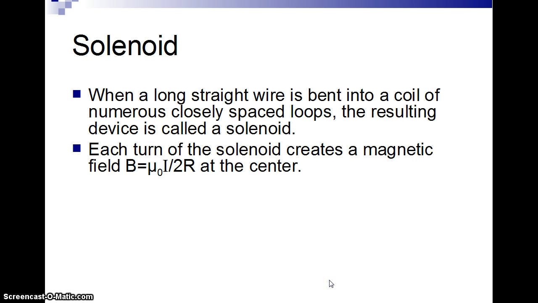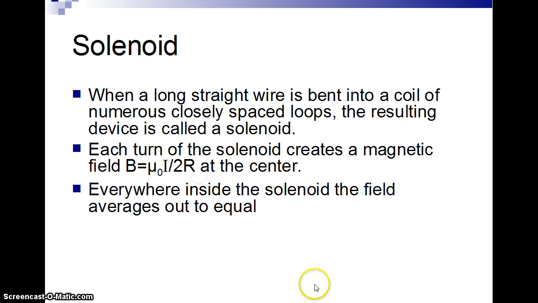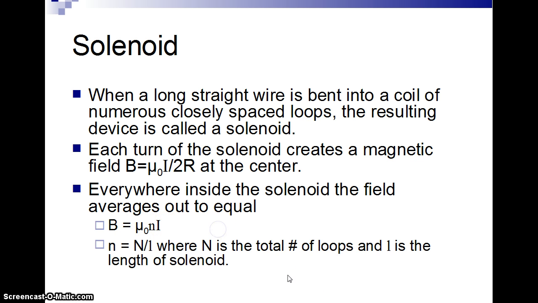Basically, when you have that solenoid, each turn of the solenoid creates a magnetic field, mu 0 I over 2r, and it cancels out outside. We're going to assume this is an infinitely long, infinitely dense solenoid. In reality, we don't have that, but we can treat it that way, where the magnetic field is mu 0 times the number of turns per meter times I. So little n is N divided by L. I know it looks like a 1, that's just the font, I need to fix that. Where N is the total number of loops and L is the length of the solenoid. So it's the density of the loops of wire. The more densely packed they are, the stronger the magnet's going to be.